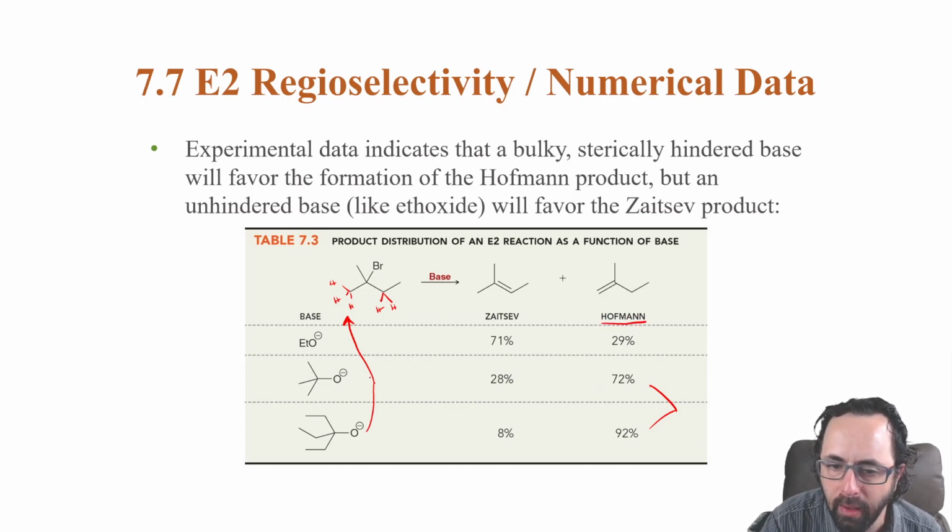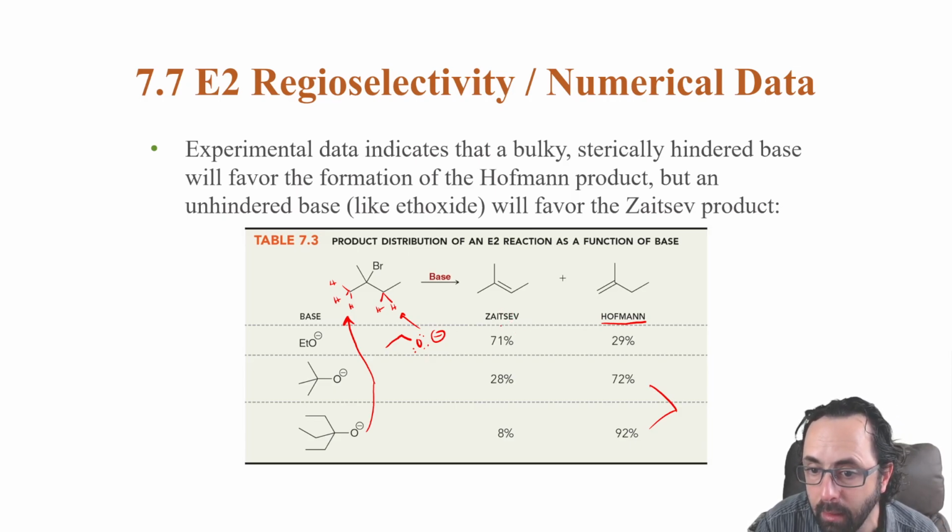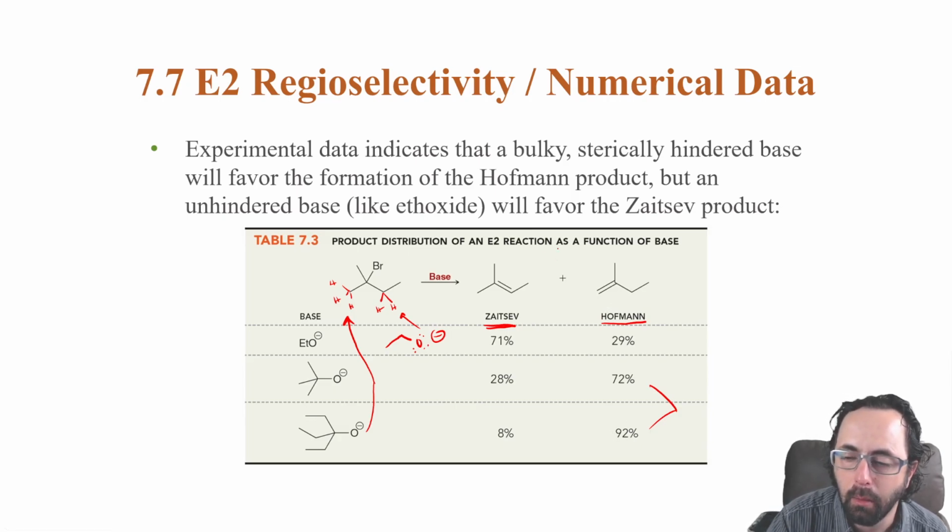Whereas if we have an unhindered base like ethoxide, which can also be written like this, this one can more easily get into this position and will produce the more thermodynamically stable double bond, which is the Zaitsev product. And so we can see that for the less sterically hindered base, we get more of a double bond in the more substituted position, whereas with the more sterically hindered base, we get more of a product with the less sterically hindered position.